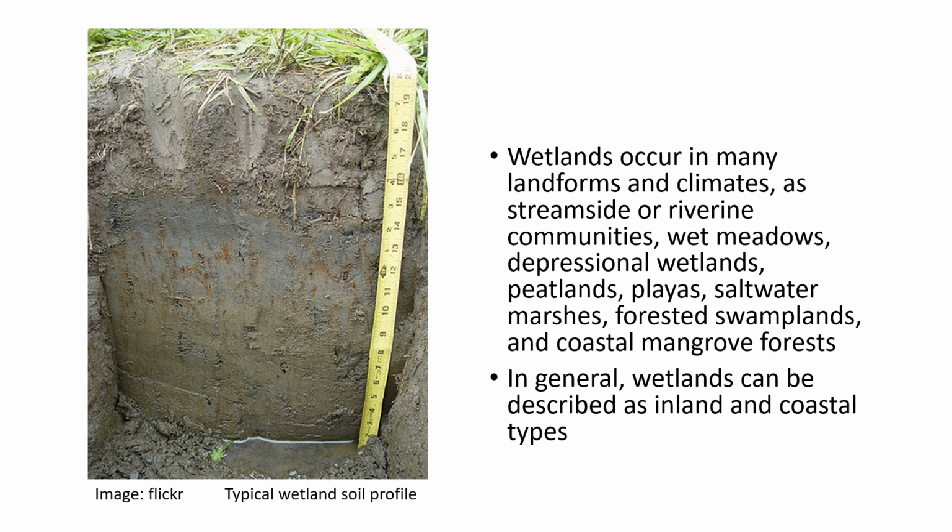This is showing the classic wetland soil profile, and you can see that real gray color. That's indicative of an anaerobic soil. So wetlands occur in many landforms and climates. They can be streamside or riverine. They create wet meadows, depressional wetlands, peatlands, playas, saltwater marshes, forested swamplands, and coastal mangrove forests. So in general, wetlands can be described as inland and coastal types.